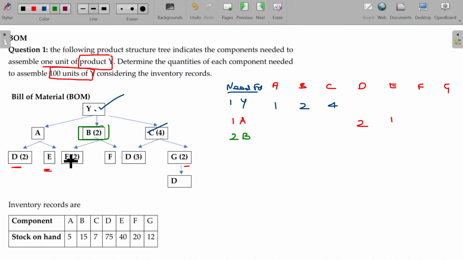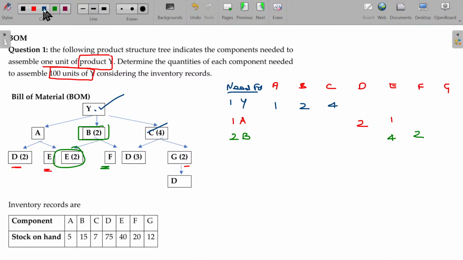For the 2 B's production, how many E do I need? 2 E's for every B. Then 2 B means I need 4 E. How many F are needed? 1 F is needed for every B, but I need 2 B's. So 2 F needed.